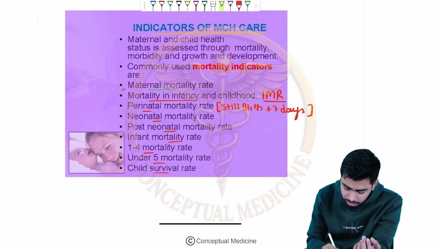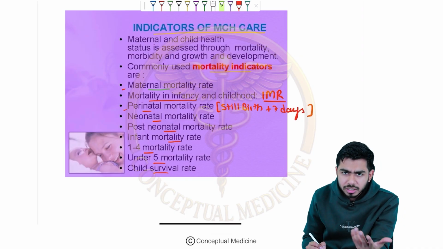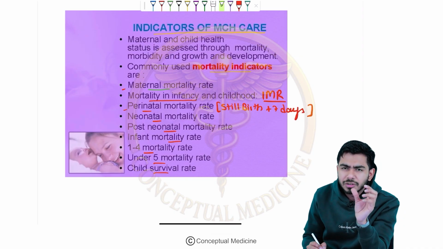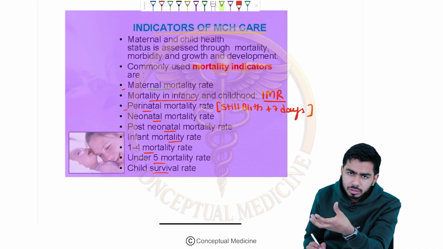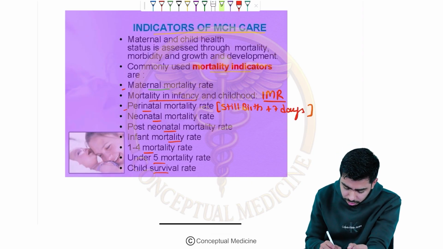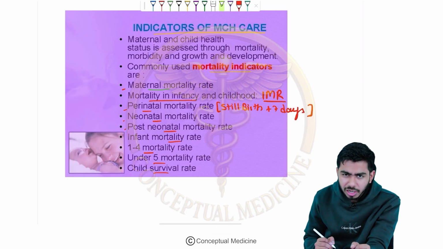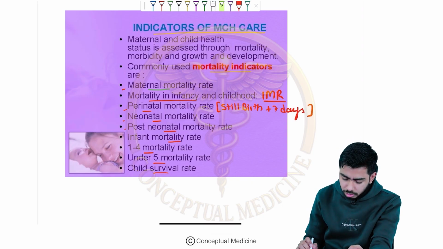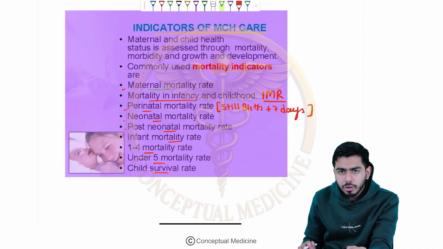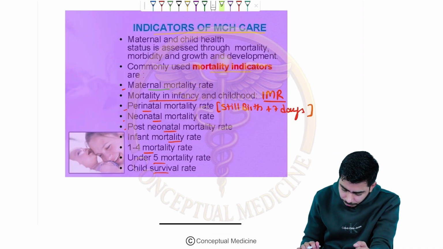For example, in the perinatal mortality rate, we are talking about the baby who is having the risk of death, right? Then the neonatal mortality rate, post-neonatal mortality rate, we are talking about the baby only, right? So these are the indicators which are very important over here. We'll talk about them, right?